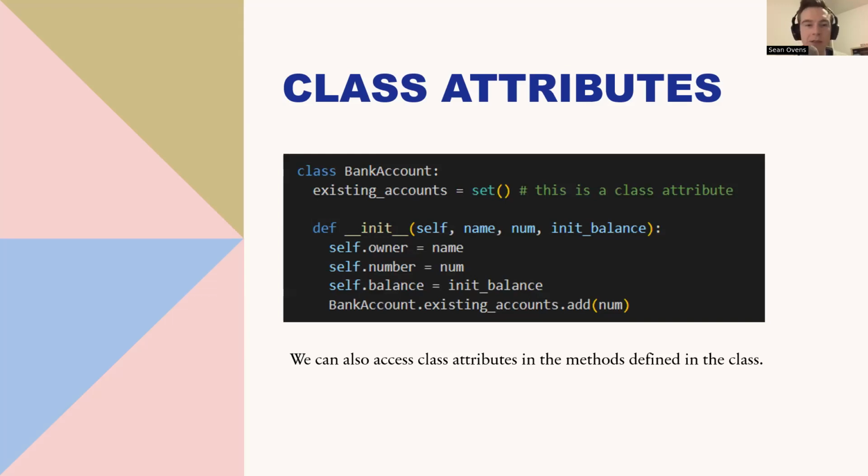As you can see by this program here, we can also access class attributes inside the methods that are defined in the class, like we're doing right here. So we could add accounts to the existing accounts attribute in our init function. What I'm doing here is taking the account number of the newly instantiated bank account, which is num, and adding it to the bank account dot existing accounts set on this line here.